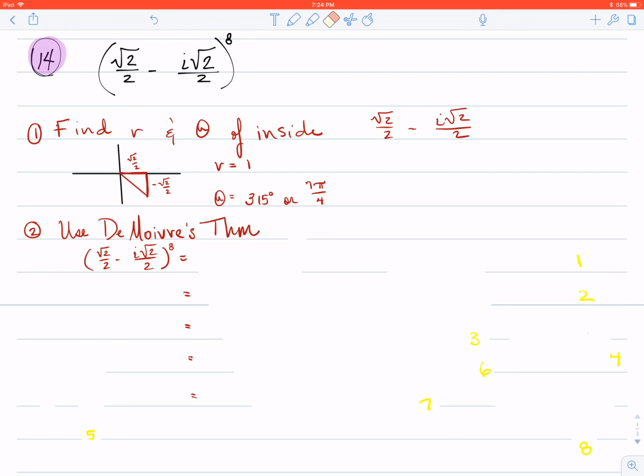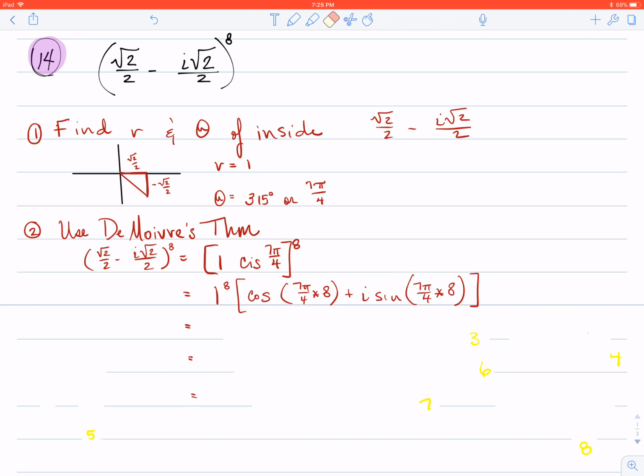Once you have your r and your theta, now you can plug into DeMoivre's theorem. So we have here DeMoivre's theorem. The first thing I've written is just simply a rewrite of the original question. And I have 1 cis 7 pi over 4. I'm using the radian version, all raised to the 8th power. And so DeMoivre's theorem says that I'm going to have the radius raised to that 8th power times the cosine of my angle times my power plus i sine of the very same thing. Let's clean this up a little bit.